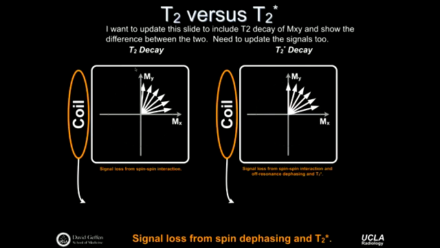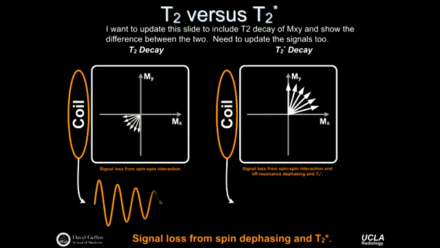But because of T2 decay, the magnitude of these vectors will also be shrinking, and the magnitude of my signal will also be decaying. So the T2 decay leads to a decay in the magnitude of the signal that I can measure. The time scales don't match the real Larmor frequency or anything. It's just an example.